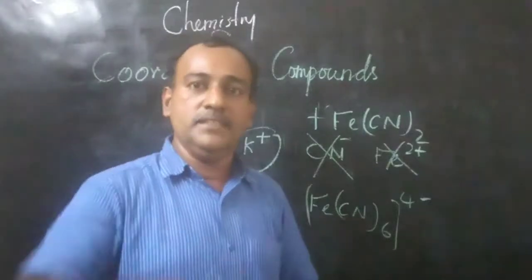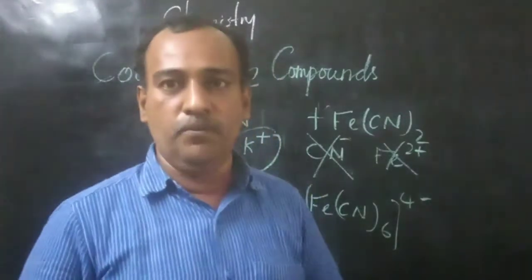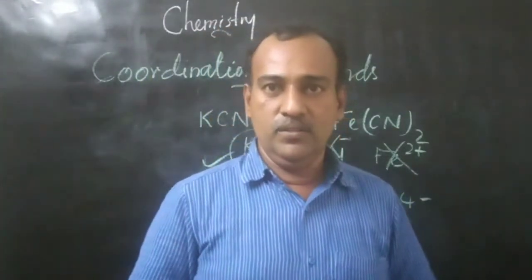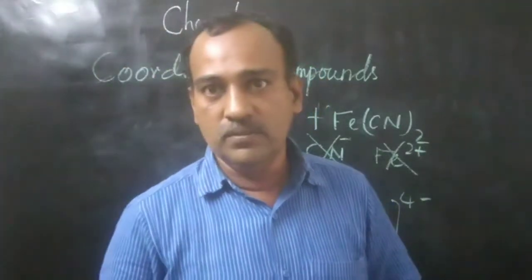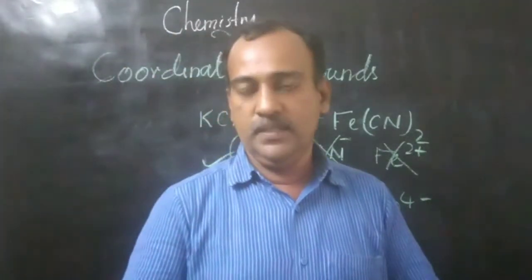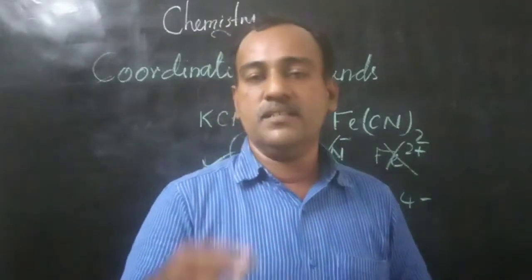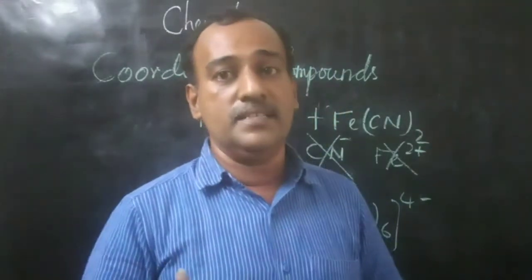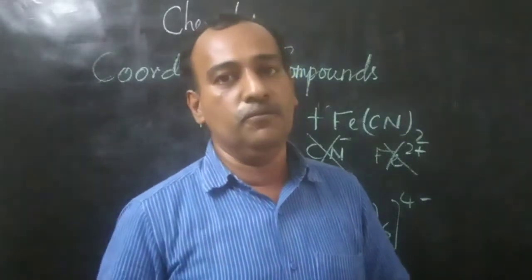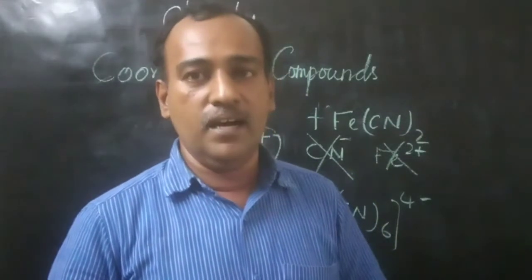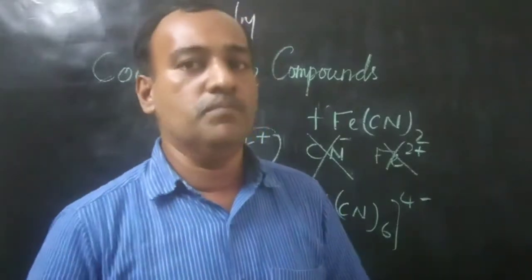The bonding present in such a compound is somewhat complicated, so it was called a complex compound. But now we call it a coordination compound, because the bonding present in such a compound is coordination bond. Therefore, such compounds are called coordination compounds.